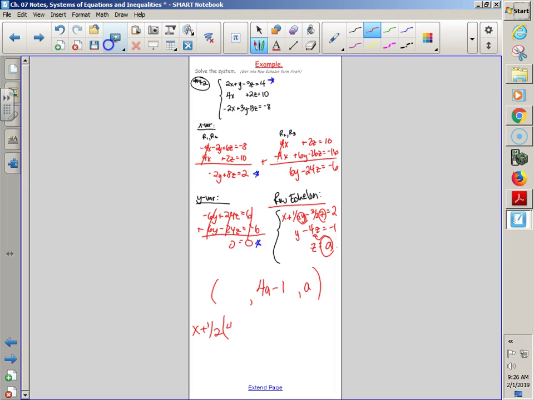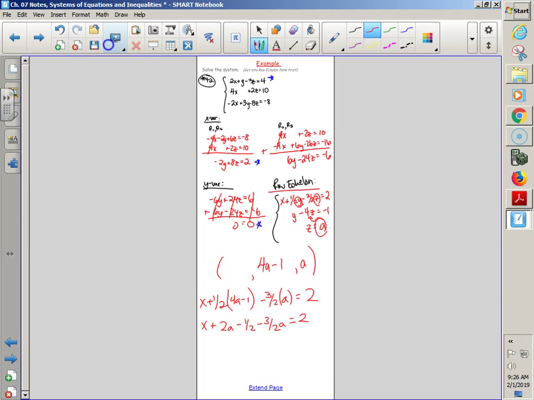If you plug in y, you get 4a minus 1. If you plug in z, ooh, isn't that a minus 3 halves? You guys keep me honest. The negative 3 halves times z, which is just a, equals 2. Can we do it? Yes. Do you like it? Maybe not. Sorry, too bad. So plus 2a minus 1 half minus 3 halves a equals 2.